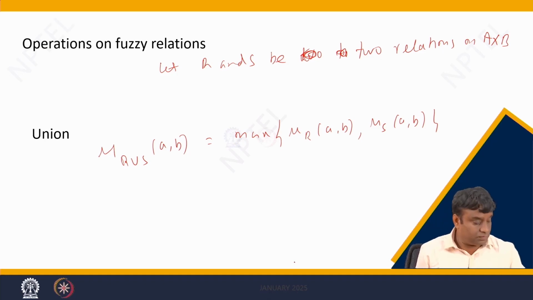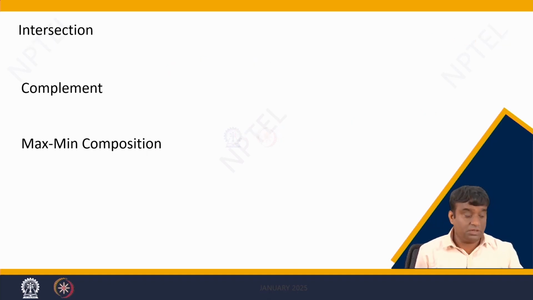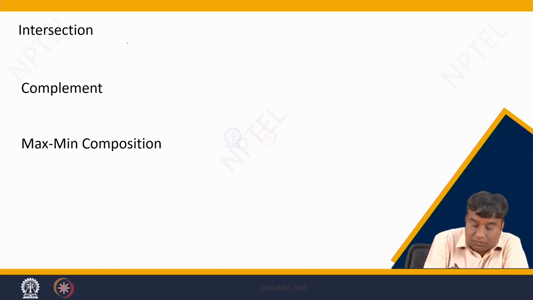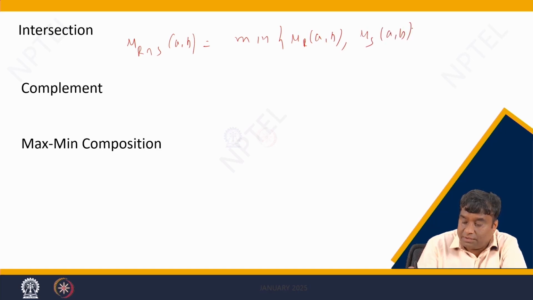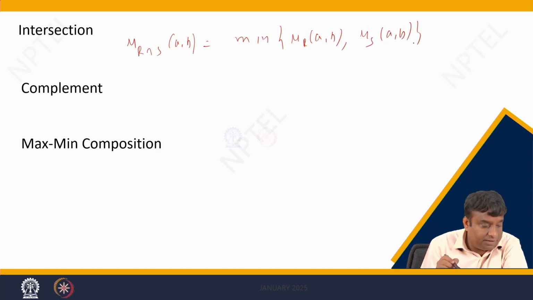Similarly, the intersection, mu R intersection S (A,B), is equal to the minimum of mu R(A,B) and mu S(A,B). The complement, suppose the complement of mu R(A,B), is 1 minus mu R(A,B).